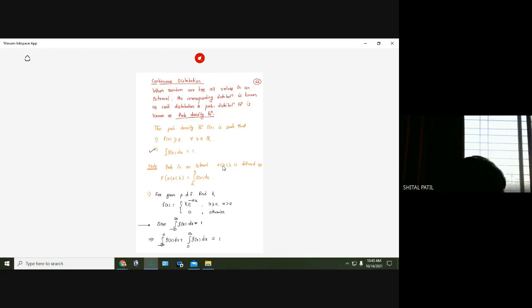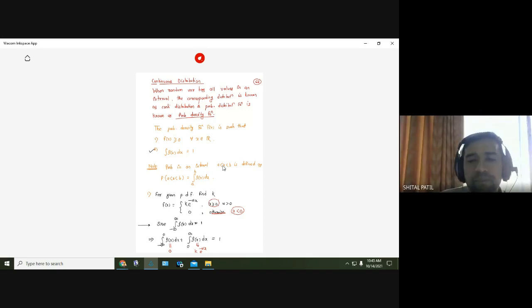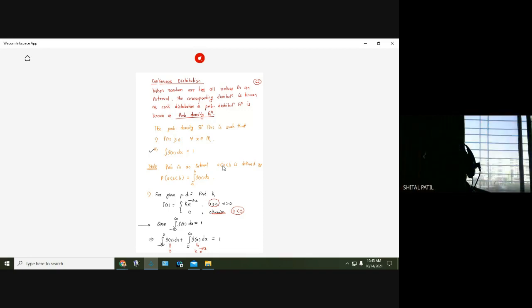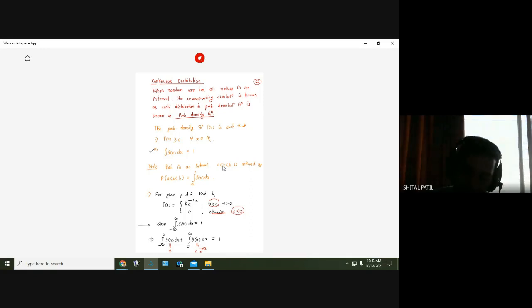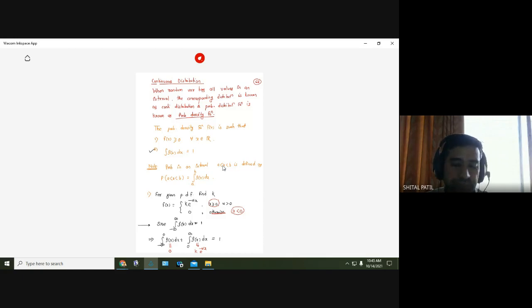What is the value of the function from minus infinity to 0? Otherwise means for x less than 0, and this is for x greater than 0. So what is the value of f of x here? 0. What is the value of f of x here? K e raised to minus alpha x. On the next page, the first integral will become 0, whereas in the second integral we have to substitute f of x equal to k e raised to minus alpha x, and from there we find k. Nothing difficult. Be confident.